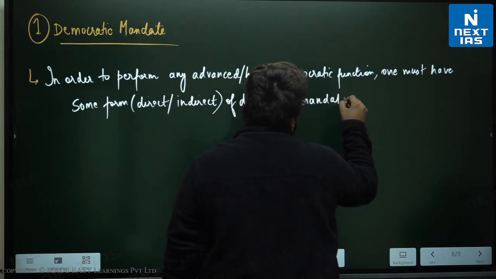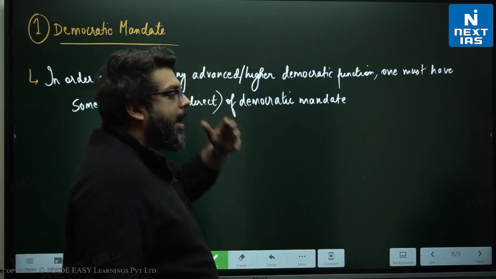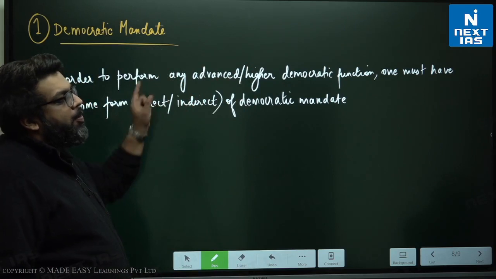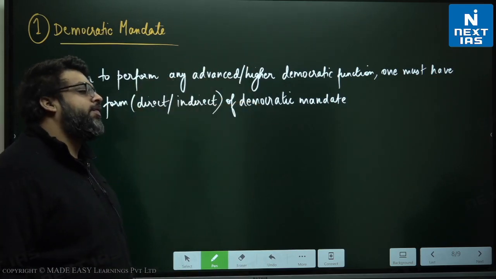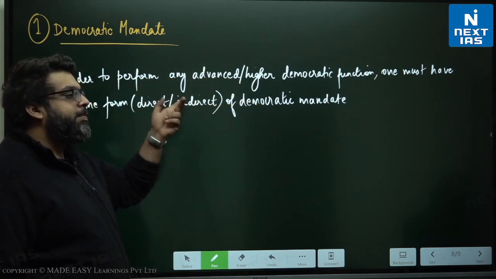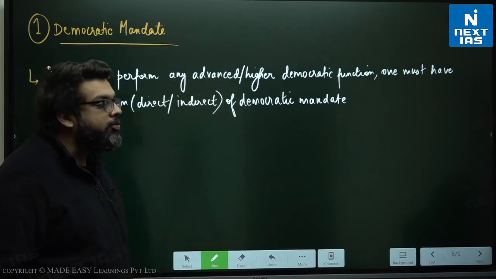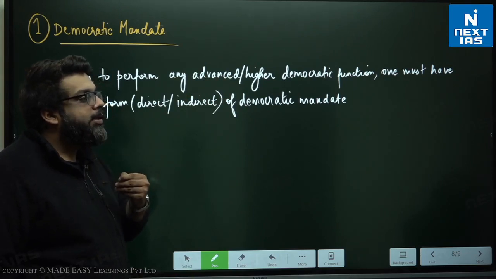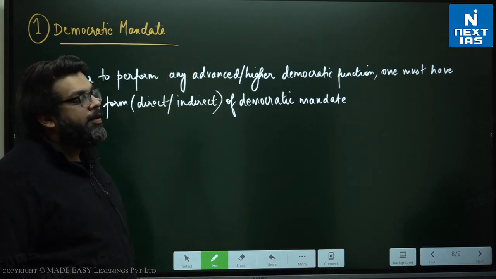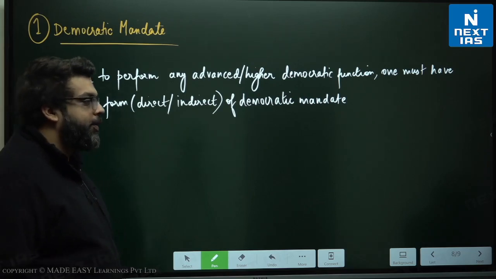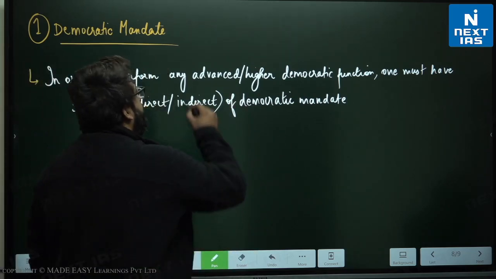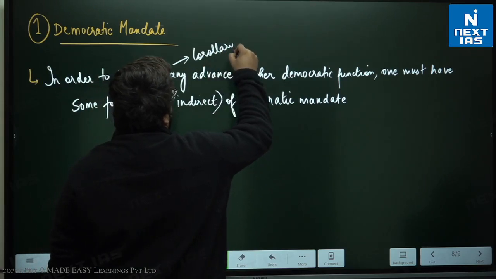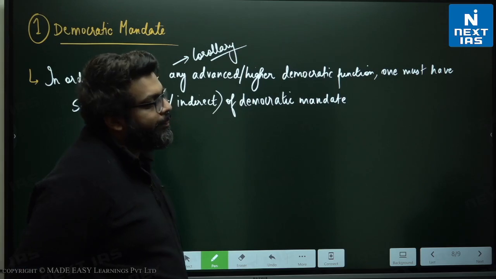मतलब आप कोई भी हायर डेमोक्रेटिक फंक्शन करना चाहते हैं इस देश में, आपके खुद के पास वो मैंडेट है कि नहीं वो फंक्शन करने के लिए. Which means the corollary of this rule is also true. That if you don't have the necessary democratic mandate, then you are not competent enough to perform that democratic function. So not only is the rule true, but also the corollary of the rule is also true.